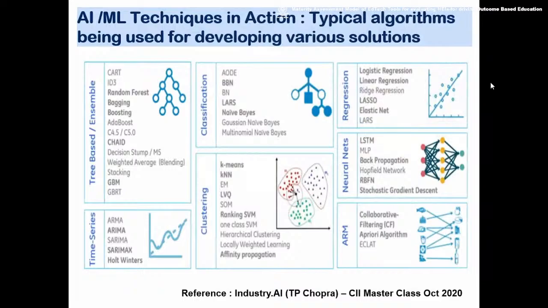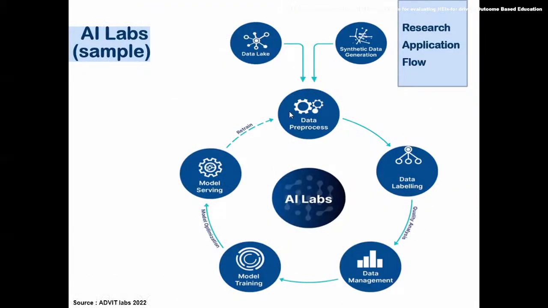In the AI ML techniques in action, what are the typical algorithms which are being used for developing the various solutions? You have the tree-based ensemble, the time series, the classification, the clustering, regression, neural nets, and ARM. You can see the various technologies and the various solutions which are being used in each of the algorithms. So how does one automate? This is a tool which automates the selection of the algorithm through data lakes and synthetic data generation, going to data pre-process, to data labeling, doing the quality analysis, the data management, the model training, model optimization, and retraining. So this is just an illustration of how AI can be used in research.